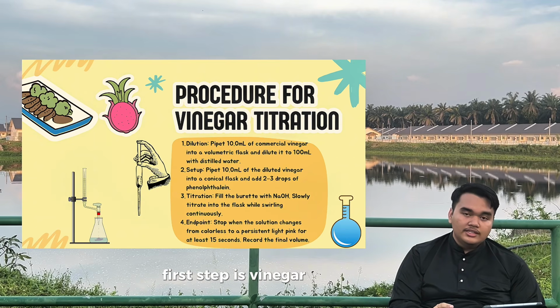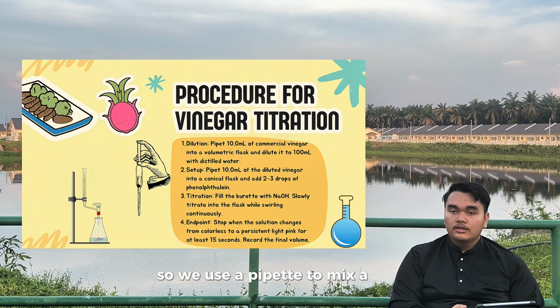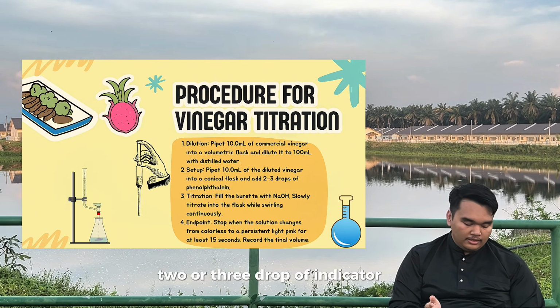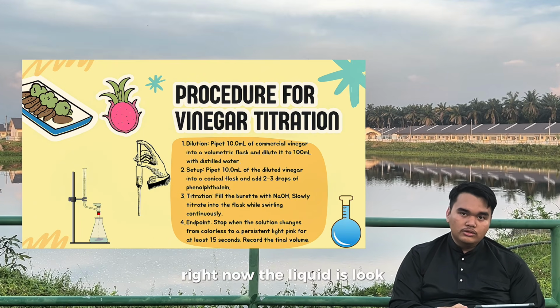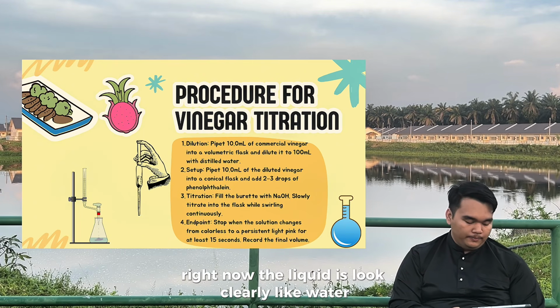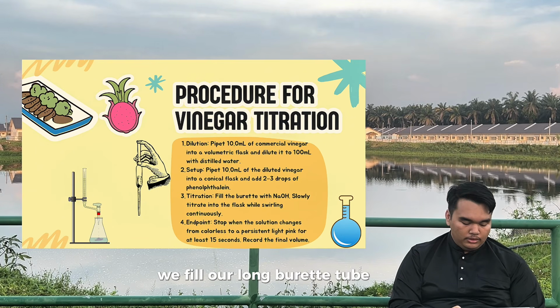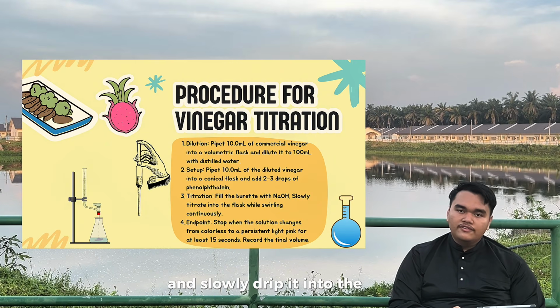First step, vinegar is too strong on its own, so we use a pipette to mix a small amount of vinegar with water in the flask. Second, we add 2 or 3 drops of indicator dye into the vinegar mix. Right now, the liquid looks clear like water. Third, we fill our long burette tube with the sodium hydroxide and slowly drip it into the flask while giving a gentle swirl.